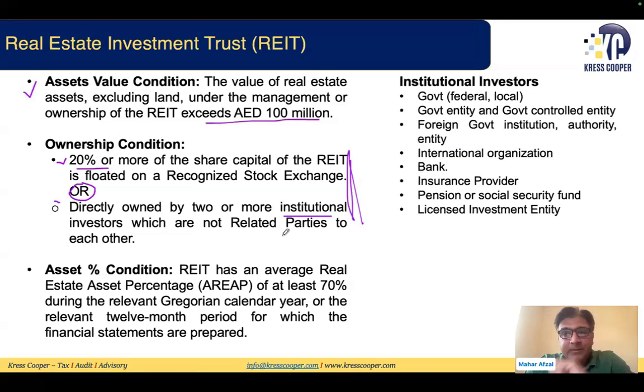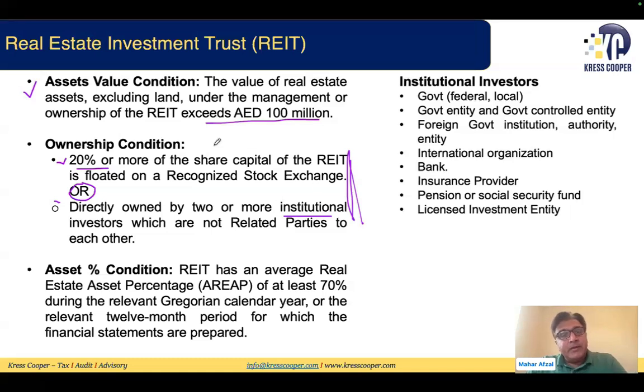Institutional investors are government. It can be the federal government or it can be local government as well. Then government entities and government controlled entities fall under the institutional investor. Then foreign government institutions, authorities or entities fall under the institutional investor as well. International organizations are part of the institutional investors. Banks are there, insurance providers, there are pensions or social security funds, and licensed investment activity means any other qualifying investment fund can be there as well.